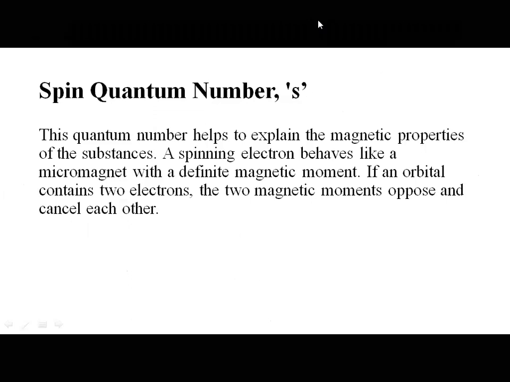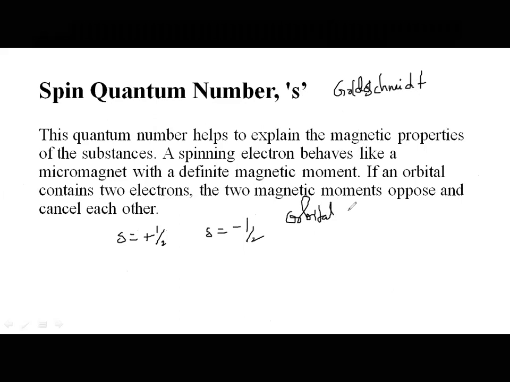Spin quantum number was given by Goudsmit. It is denoted by S. It determines what? A spinning electron behaves like a micromagnet with a definite magnetic moment. If an orbital contains two electrons, the two magnetic moments are opposite and cancel each other. So the value of the spin quantum number is given as plus half and minus half.